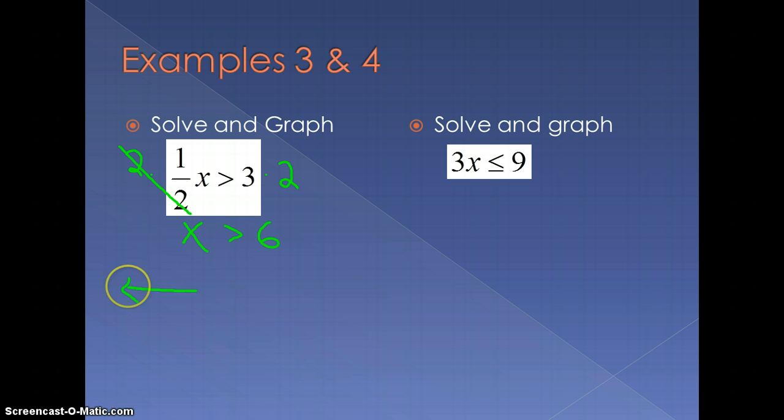From there, I have my 0, and then I have 6 out here. Again, x is greater than 6. That means it can't be 6. So I use an open circle, and I shade right. Remember, 0 greater than 6, that's false. So I would have to shade away from 0 in that case.